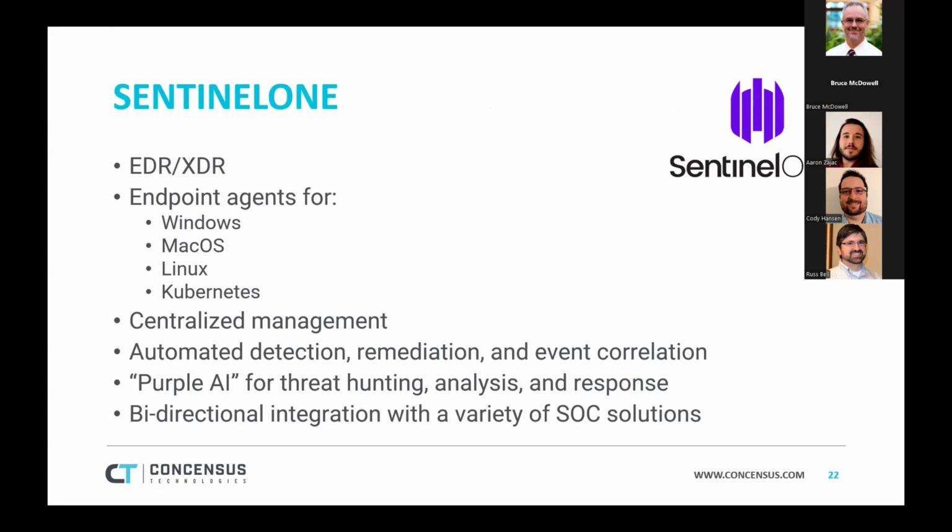Like before, it's that same centralized management with a single pane of glass to see all of your alerts and events in one place. They also have what's called Purple AI. Purple AI is something that they've developed in-house. It's an AI to automate the detection, remediation, as well as hunting and response, to provide a bit more accuracy, as well as a bit more investigation for things that might be unfamiliar.